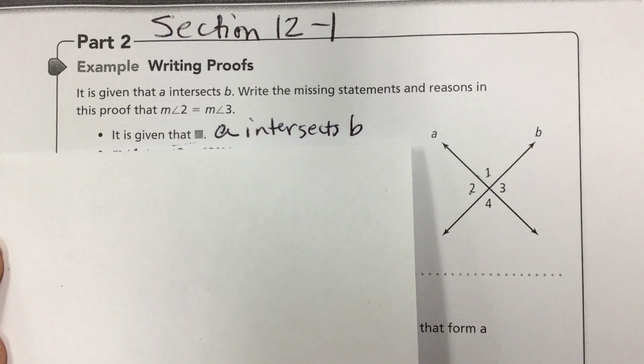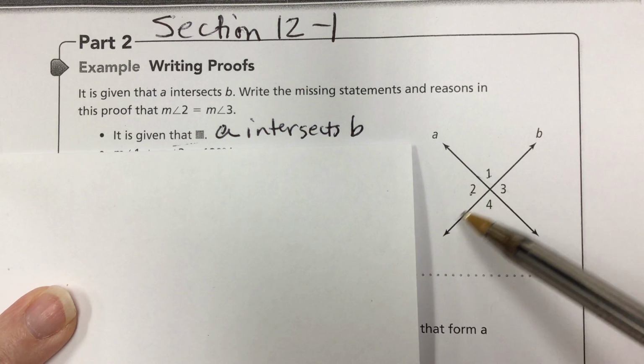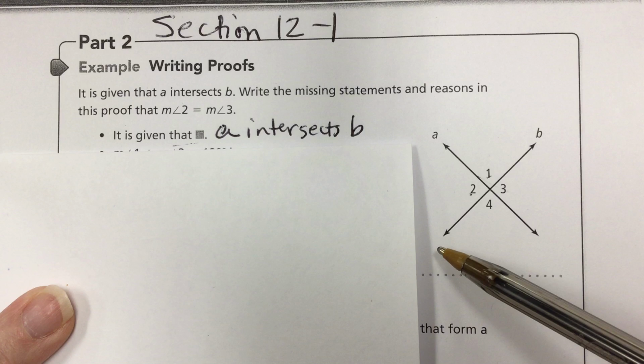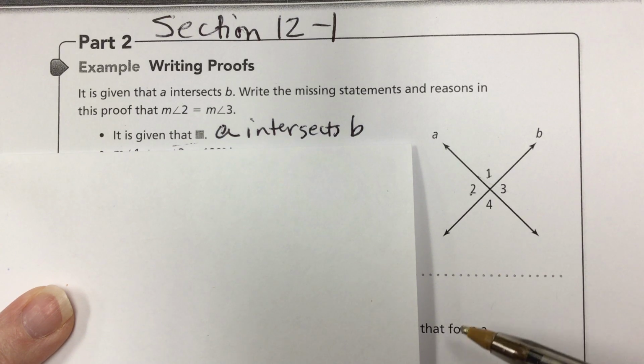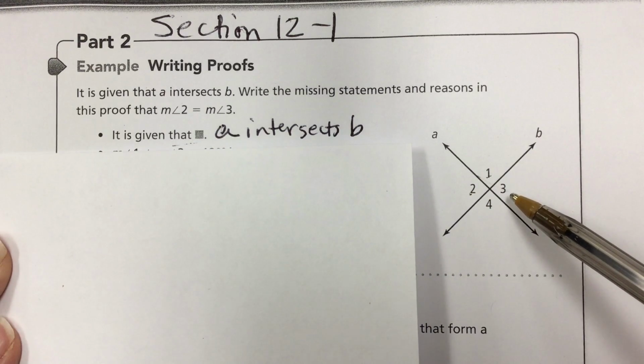Section 12-1, Part 2, Writing Proofs. It is given that A intersects B. Here we have a figure where line A intersects line B. Write the missing statements and reasons in this proof that the measure of angle 2 is equal to the measure of angle 3. That's what we're trying to prove.